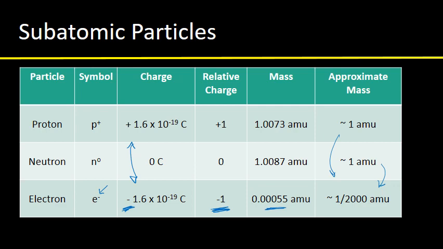But when we're calculating masses of atoms and things like that, this is so small that a lot of times we just basically disregard it and don't worry about the electrons, and calculate the masses based just on the protons and neutrons, because their masses are so much larger than the electron.